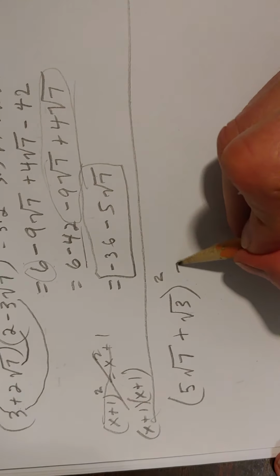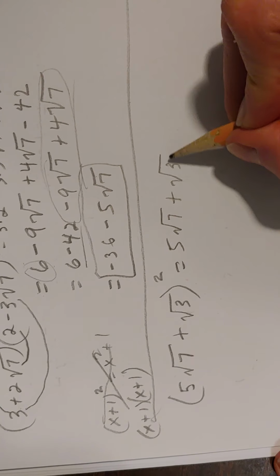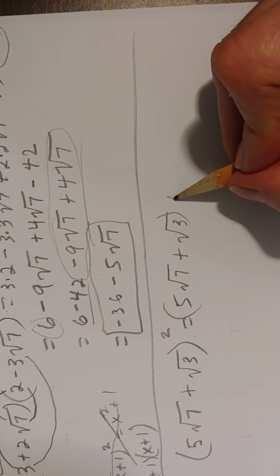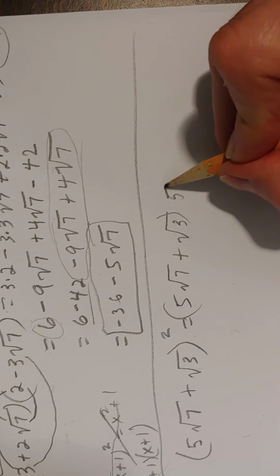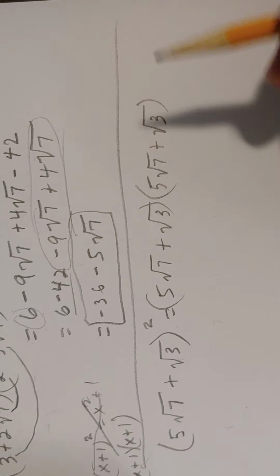This means 5 times the square root of 7 plus the square root of 3, times itself. It's 5 times the square root of 7 plus the square root of 3, times 5 times the square root of 7 plus the square root of 3. That's what it means. So I suggest you even write it out like this to remind yourself of that and then FOIL it. You can also memorize, a plus b quantity squared is a squared plus 2ab plus b squared, and apply that. But why not just write it out and FOIL it?